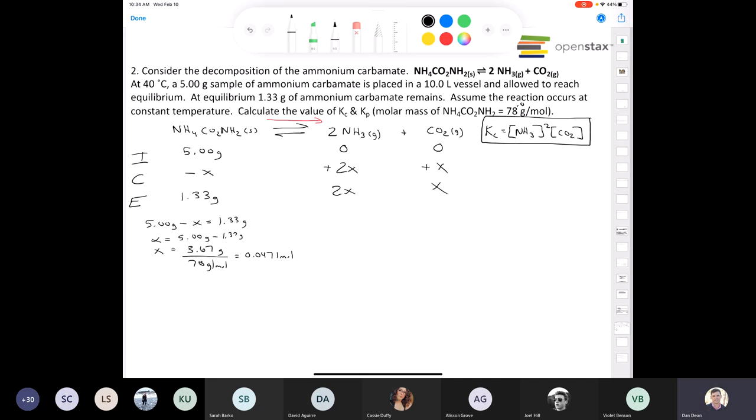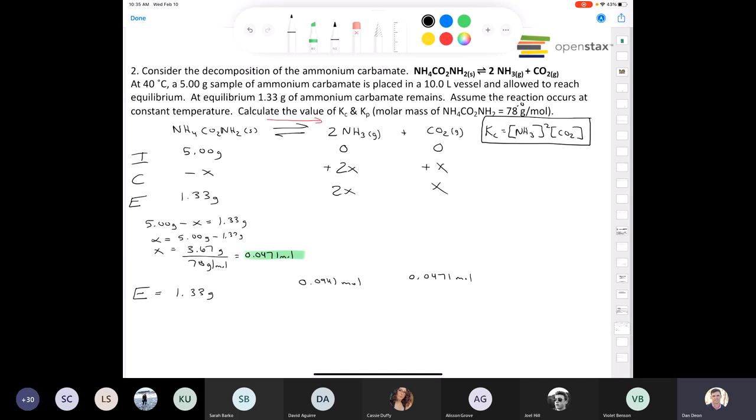So there we go. So that's our x. So that means that 2 times x is going to be equal to, so let's rewrite this. At equilibrium, we've got 1.33 grams of this. We've got 2 times our x, which is 0.0471. So 2 times 0.0471 is equal to 0.0941 moles of ammonia. And we've got 0.0471 moles of carbon dioxide.